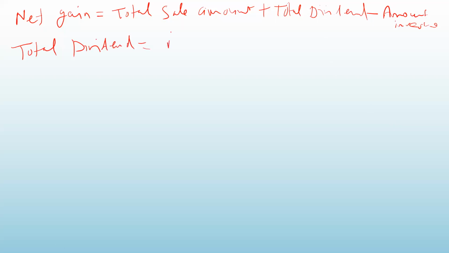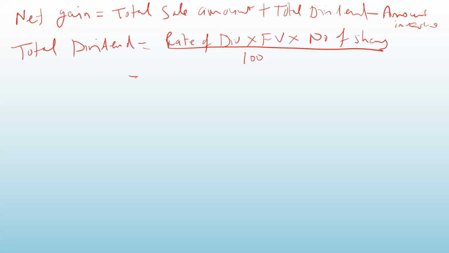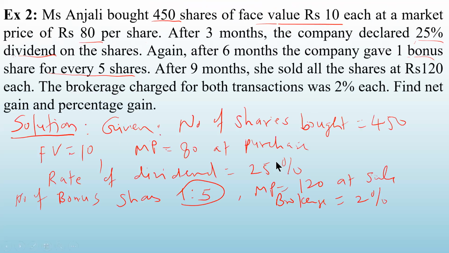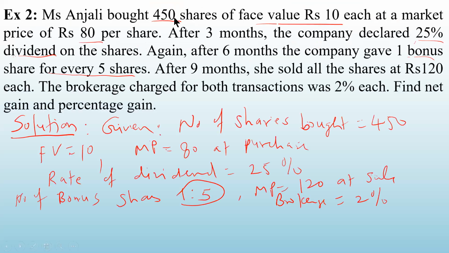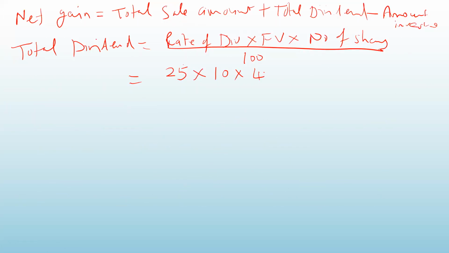Total dividend is equal to rate of dividend into face value into number of shares divided by 100. Do you know all these things? Yes, rate of dividend is 25%, number of shares are 450 and face value is 10. So let us put everything here: 25 into 10 into 450, divided by 100. Let's check it out.